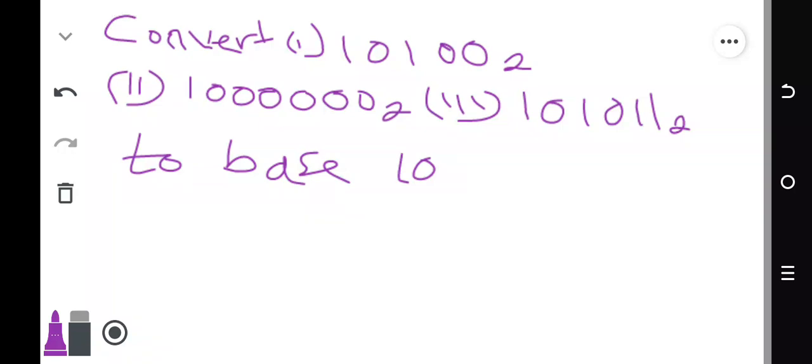And so this is another problem in computing, and we're going to work it out. Let's read this question. It says, convert I) 10100 base 2, II) 1000000 base 2, and III) 101011 base 2 to decimals, or base 10. And this is a very beautiful problem. Let's delve into it and work it out.